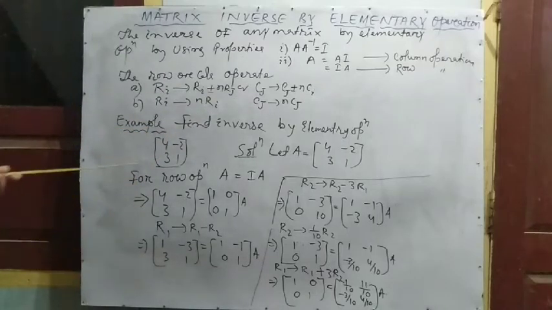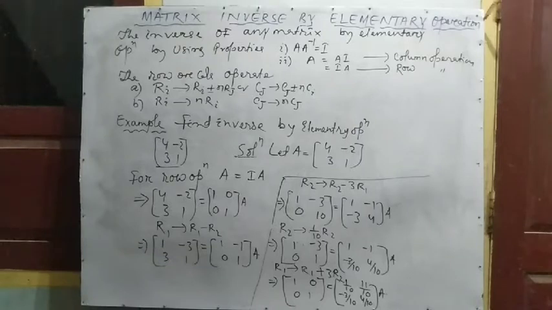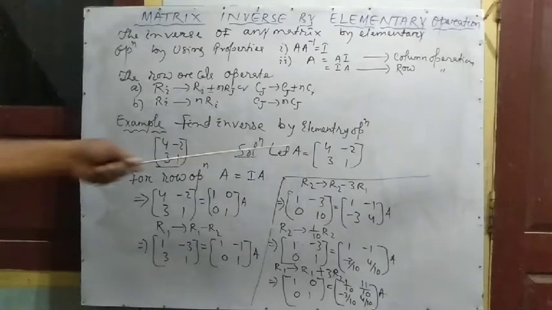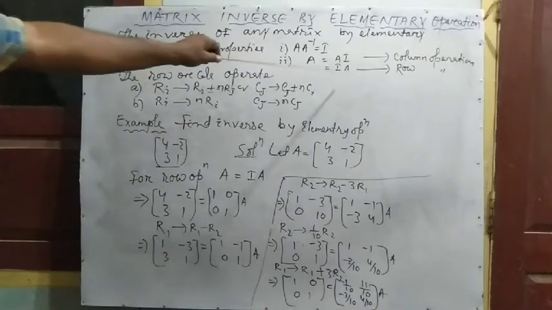Here is one example for you. Look at what to do for the elementary operation. Here is the question: find the inverse by the elementary operation. Here is a 2 by 2 matrix: 4, minus 2, 3, 1. First of all, we will discuss the row operation.